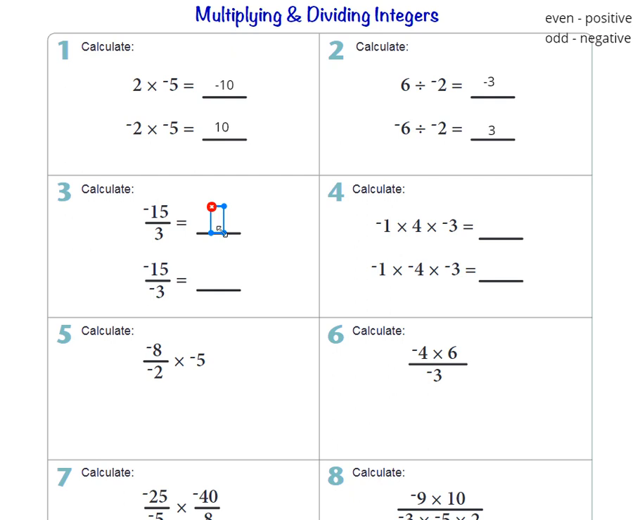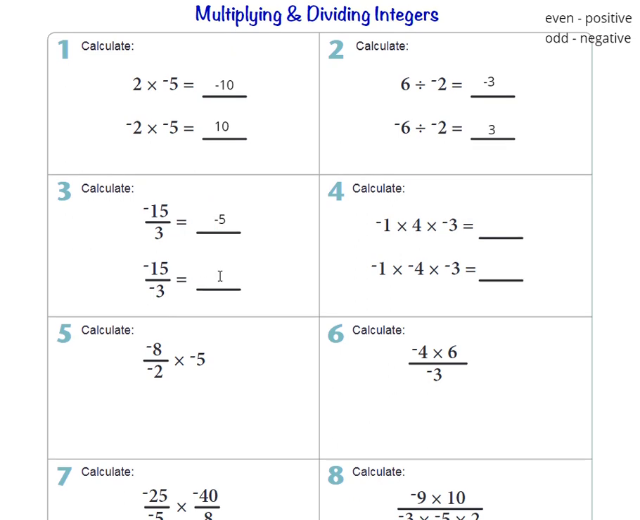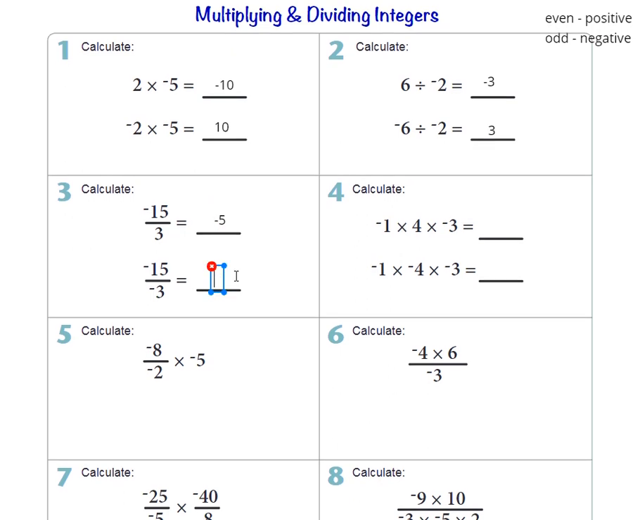Next one, 15 divided by 3 is 5. One negative in the problem gives me a negative answer. And 15 divided by 3 is 5. 2 negatives in the problem gives me a positive answer.